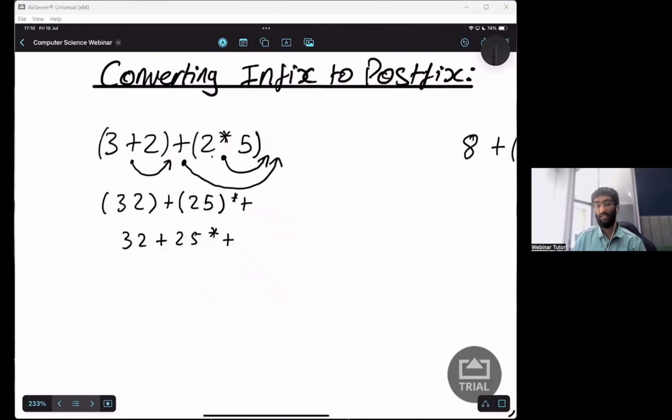If you want to double check that this will give you the same answer as this, well, all you have to do is the same as this did previously. This will give you 5. This will give you 10. And then this will give you 15. 3 plus 2 will give you 5. 2 times 5 will give you 10. 5 plus 10 is 15. So yes, they give the exact same answer.